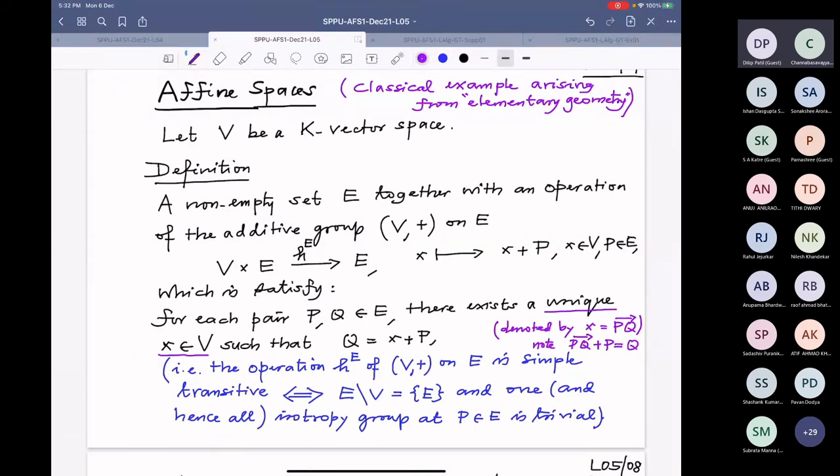So V is a vector space over K. In school, the only difference is that we were not taking an arbitrary field, we were taking the field of real numbers. And the vector space V also we were taking as R2, R3 and so on. Mostly we were doing R2 and R3 only.